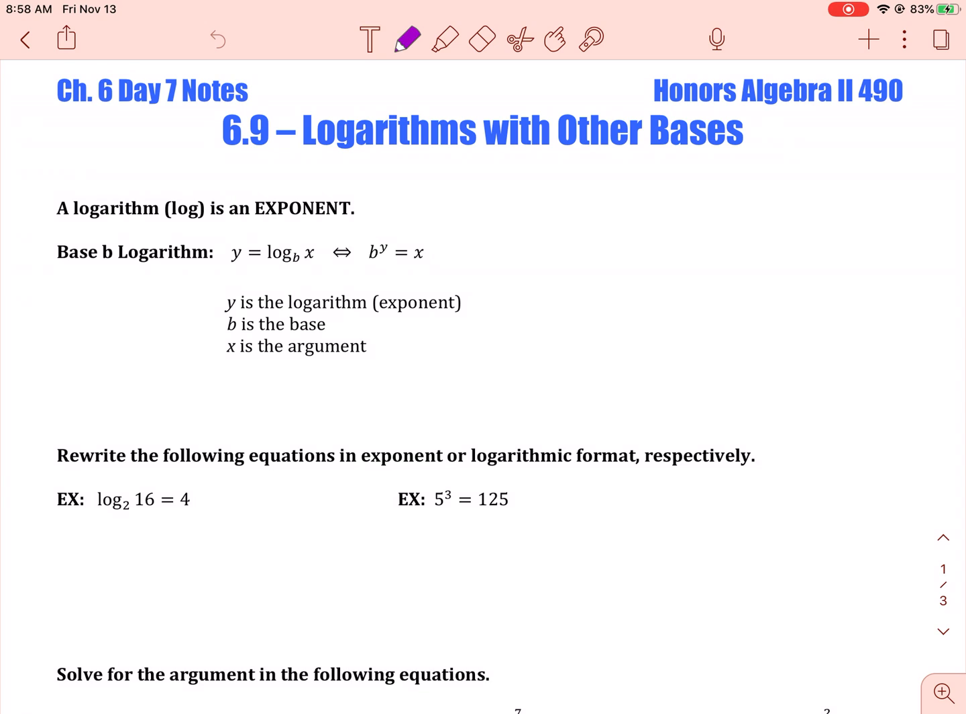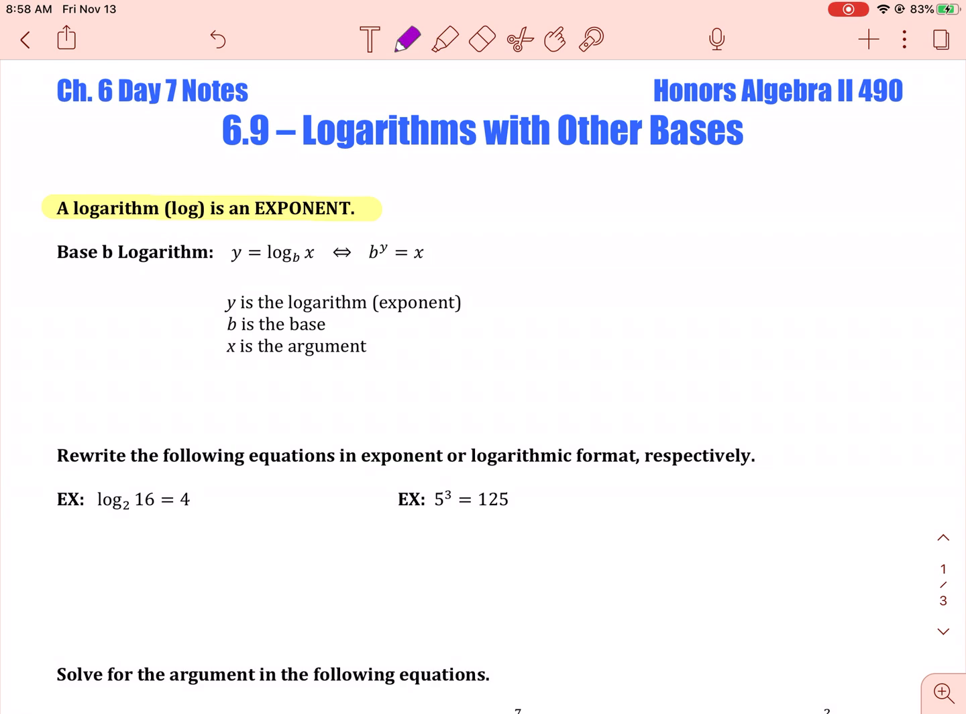So the big takeaway from today is you need to realize a logarithm, in other words a log, is the same thing as an exponent. It's just in a different form. Right down here we have y equals log base b of x is equivalent. Notice those arrows in between. It's the same thing as b raised to the y equals x.